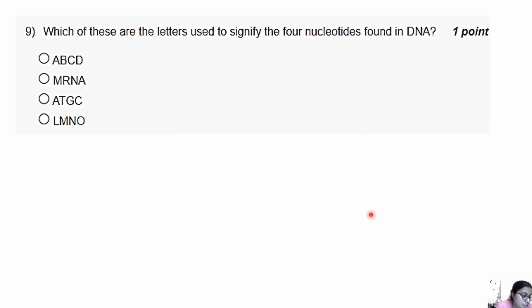Okay, moving on to the next question for today. Which of the letters are used to signify the 4 nucleotides found in DNA?